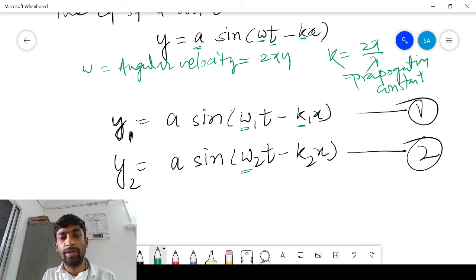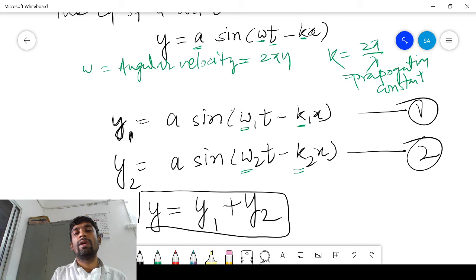Suppose these two waves interfere with each other, that means they superimpose, then what is the resultant displacement? y is equal to y1 plus y2. This is the equation for the resultant displacement. Now what we have to do is substitute the values.